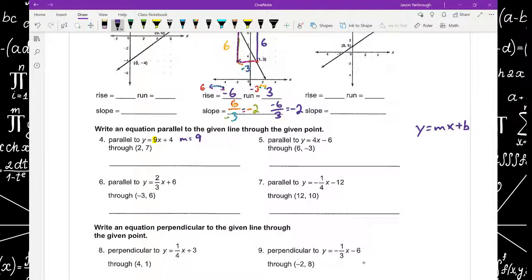So I'm going to replace the y with 7. So 7 equals 9 times 2 plus b. 9 times 2 is 18 plus b. So 7 equals 18 plus b. Subtract 18. 7 minus 18. Right? So again, this is a nice trick to have.